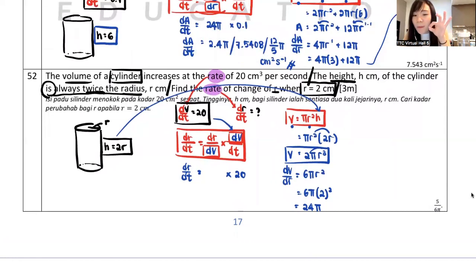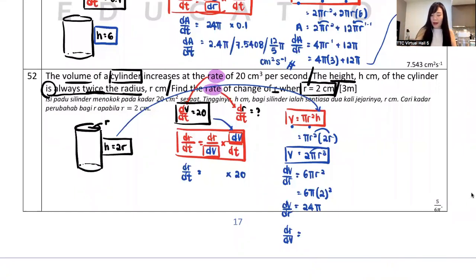So guys, dV/dr is 24 pi. So now you want dr/dV. You know how to do it? dV/dr is 24 pi, right? When you want dr/dV, you just flip it. You are allowed to straight away flip it. But of course, when you flip the left side, you must flip the right side also.